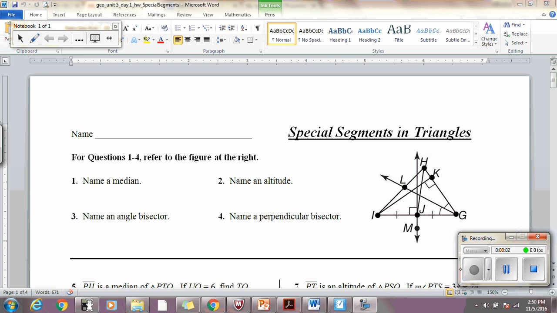Unit 5, Day 1 homework tutorial. For questions 1 through 4, we're using this figure at the right. Number 1 would like for us to name a median.